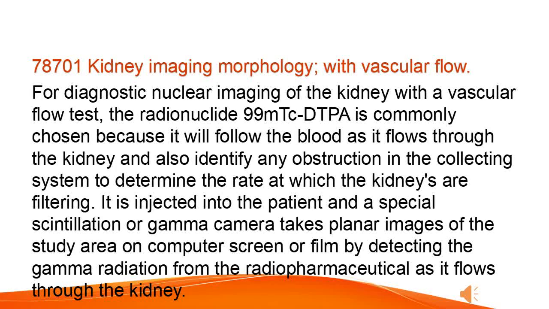It is injected into the patient and a special scintillation or gamma camera takes planar images of the study area on computer screen or film by detecting the gamma radiation from the radiopharmaceutical as it flows through the kidney.